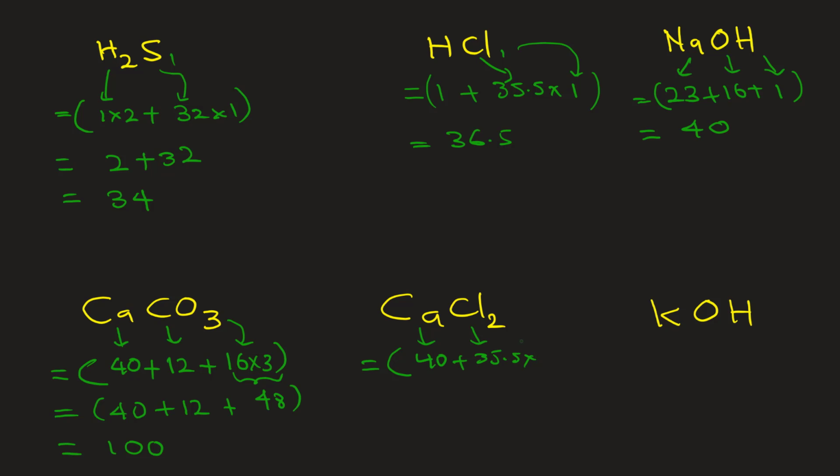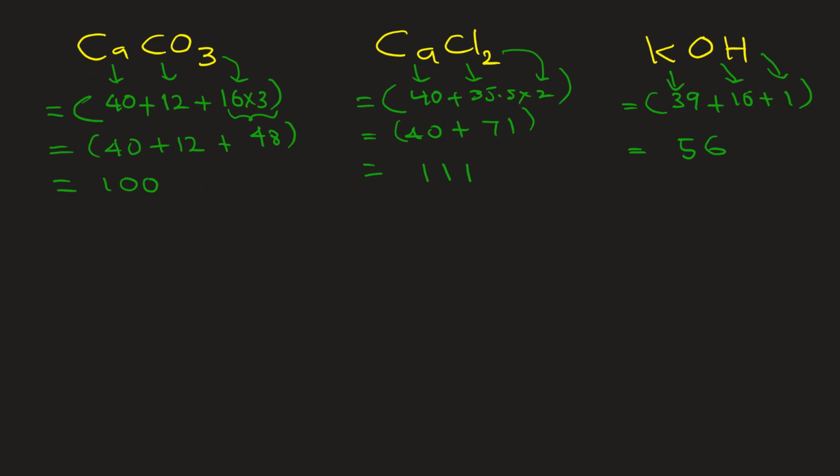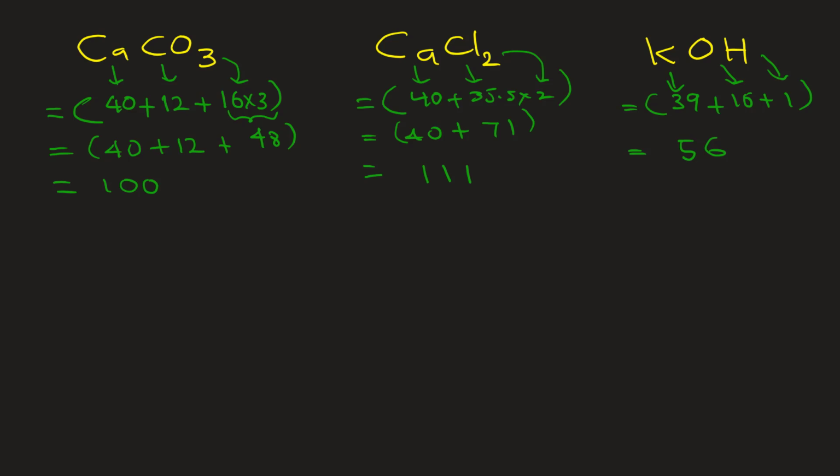Calcium is 40. Chlorine is 35.5. There are 2 chlorine, times 2. 40 plus 71. So therefore it comes to 111 grams per mole. Potassium is 39, 1 potassium, oxygen 16, hydrogen 1. So therefore this should be 56 grams per mole, right?